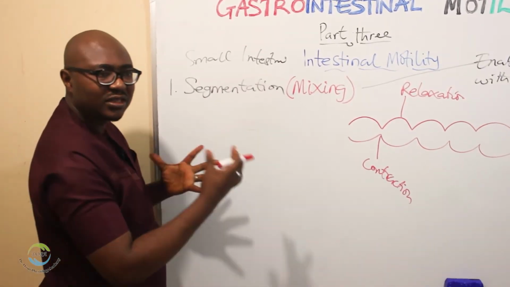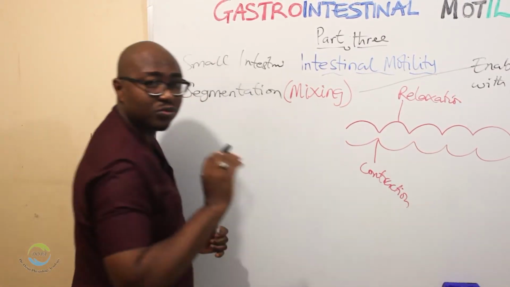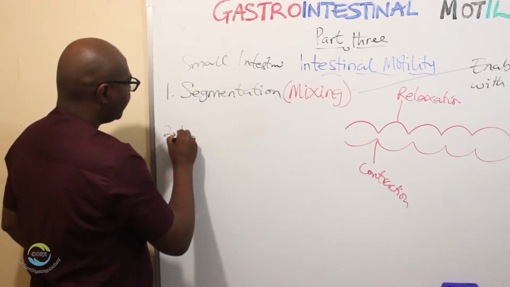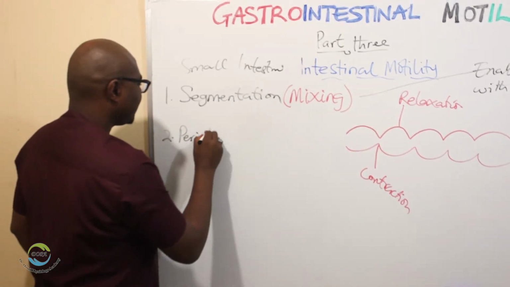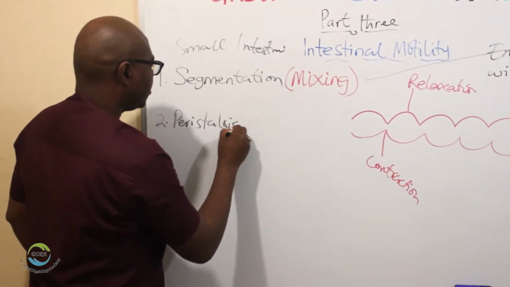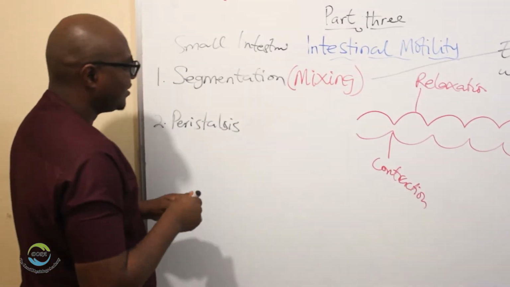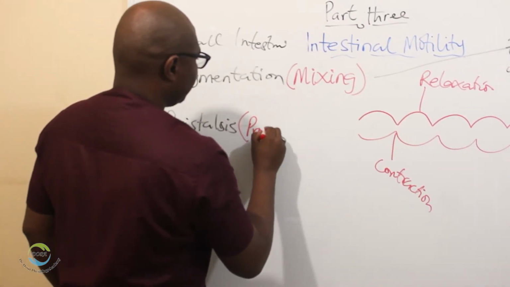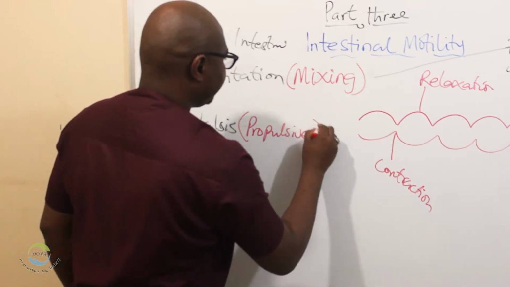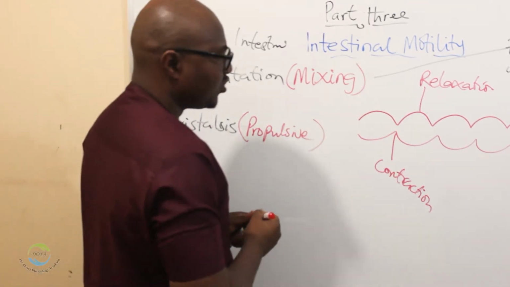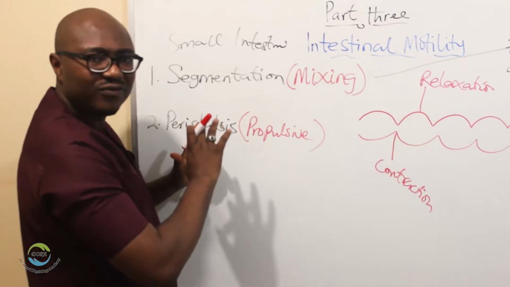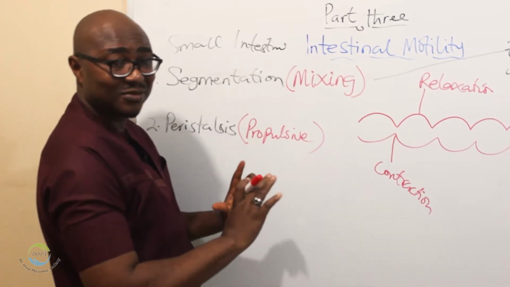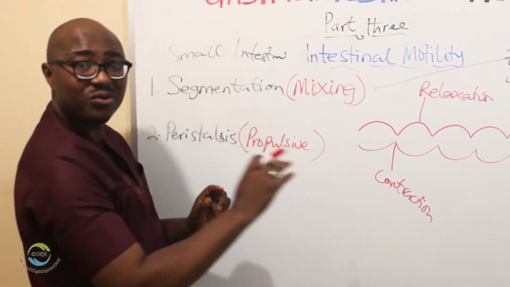Then there is another form of motility in the small intestine. It's called peristalsis. We usually call it propulsive movement. So the purpose of this type of movement is to push the food, this time call it chyme, push the chyme forward.